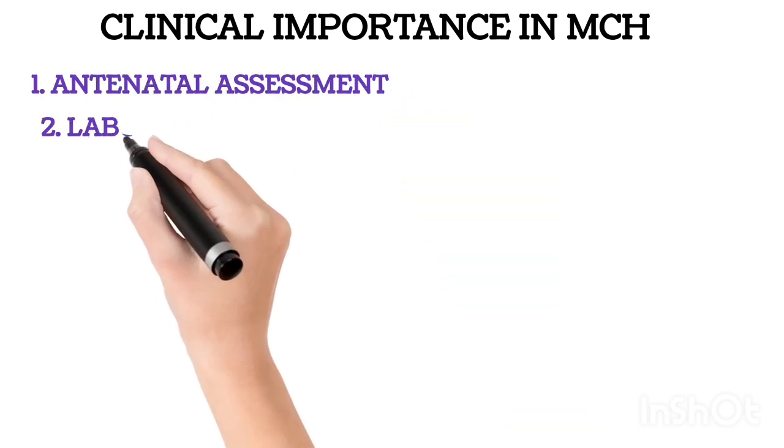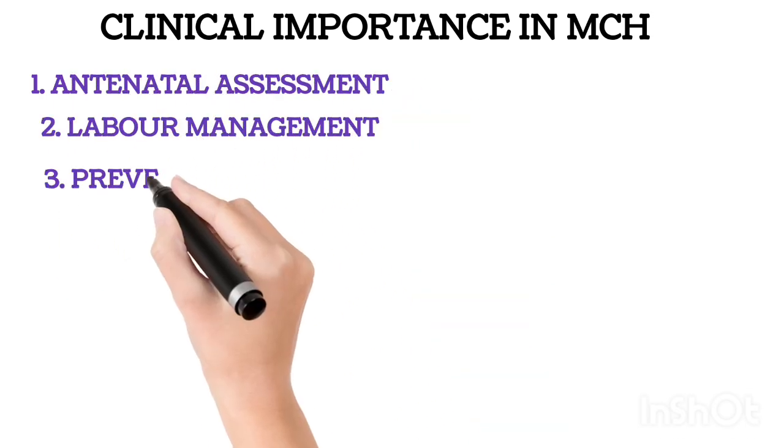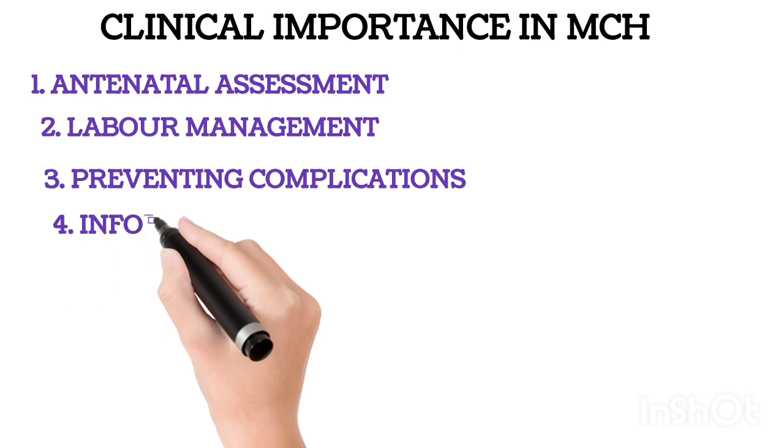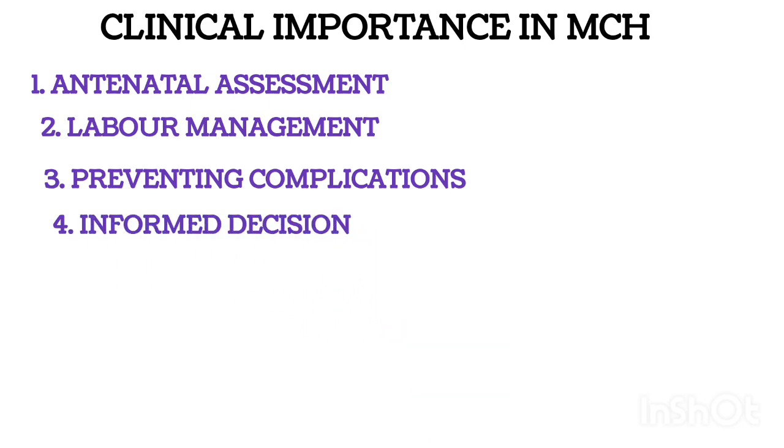We cannot understand this without talking about the relevance in maternal and child health, which is MCH. It is important in antenatal assessment. It's also important in labor management, preventing complications, and making informed decisions. Without it, we cannot know whether this woman is fit to carry out the labor process successfully. We have to know this very well. Labor management also helps determine if there will be obstructed labor, and to manage the process of labor. You understand? Very, very important.